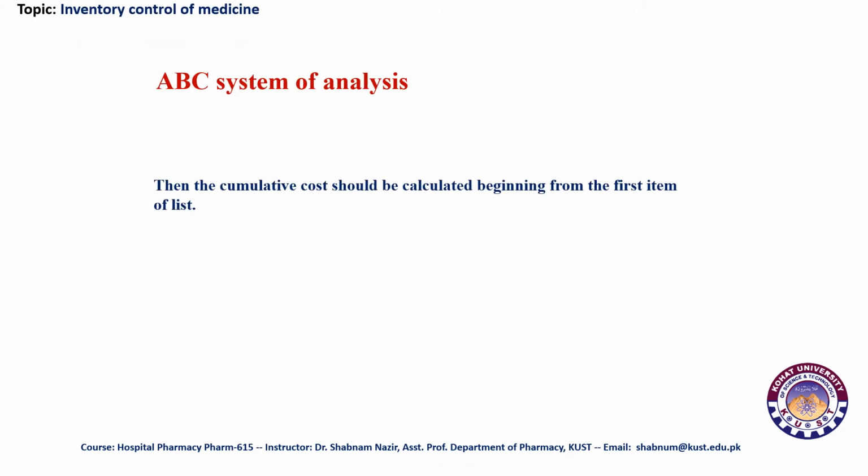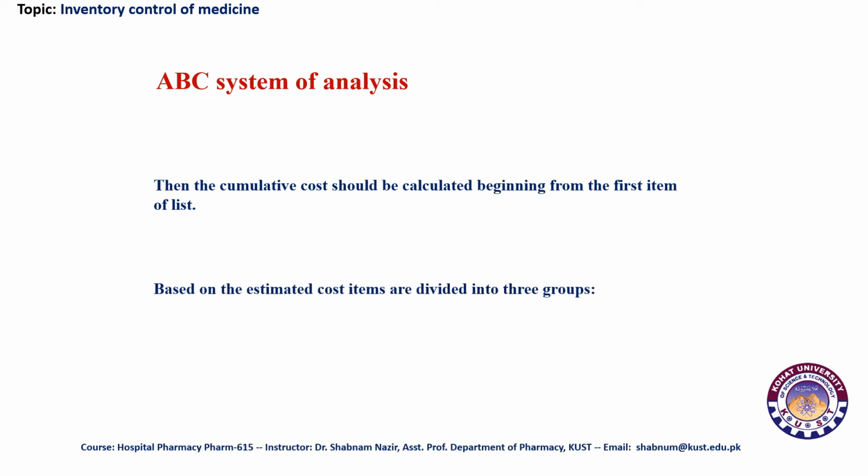Then the cumulative cost should be calculated beginning from the first item of the list, as we just discussed that drugs are arranged in descending order, and at the top of the list would be the drug which is having the largest or the heaviest amount of expenditure. So now the cumulative cost is calculated, beginning from the first item of the list.